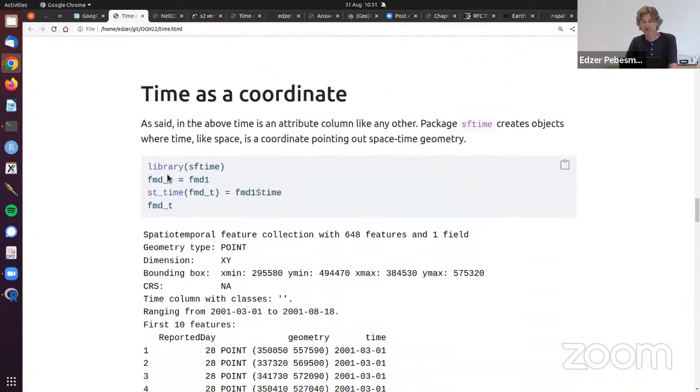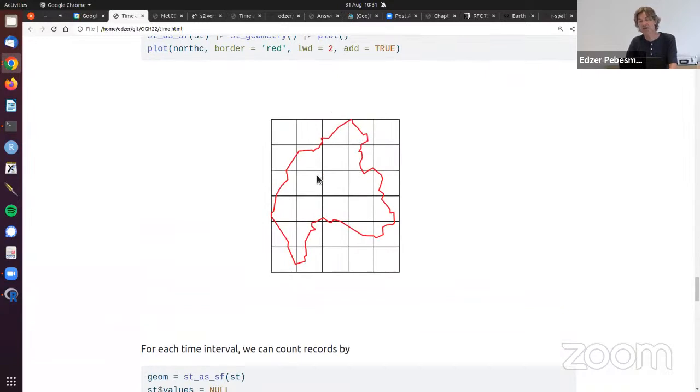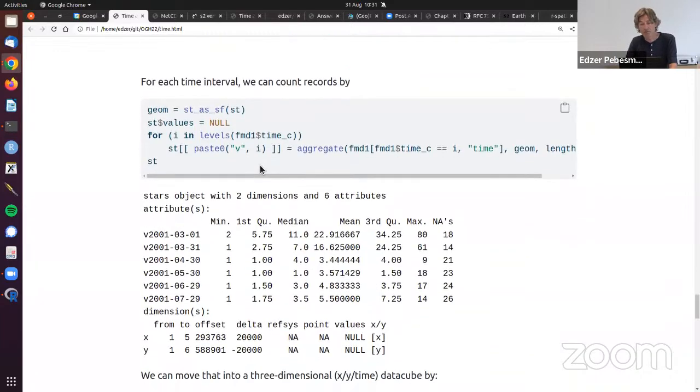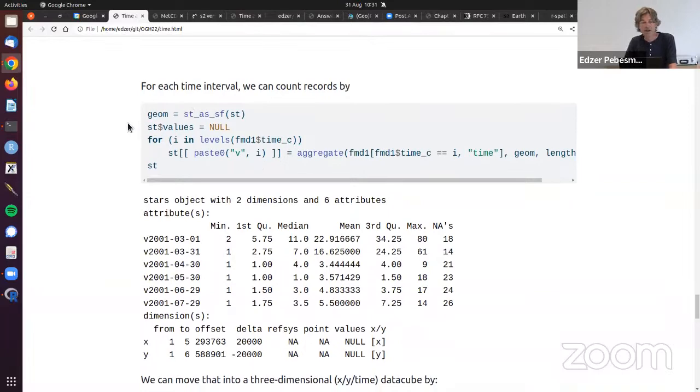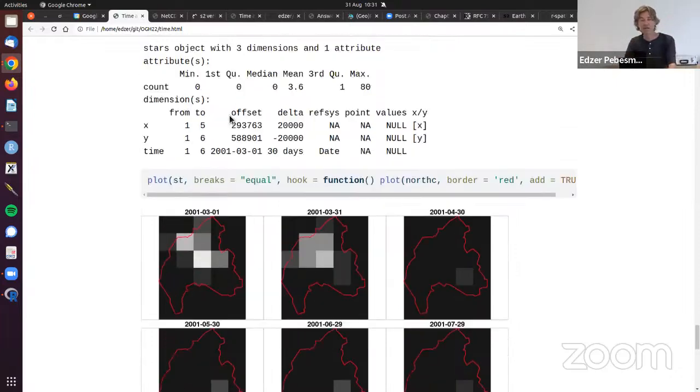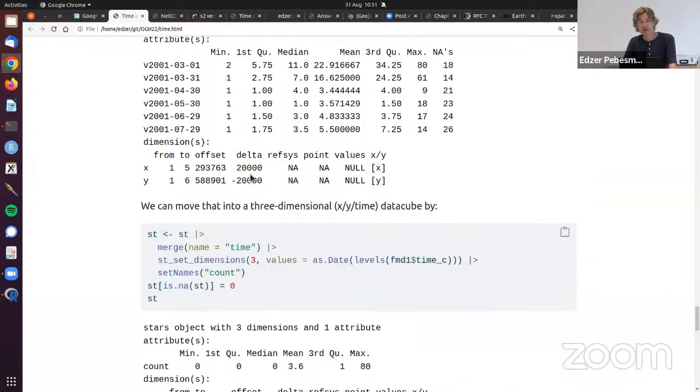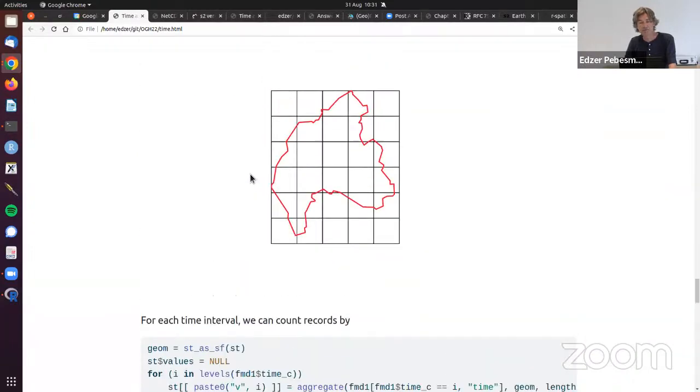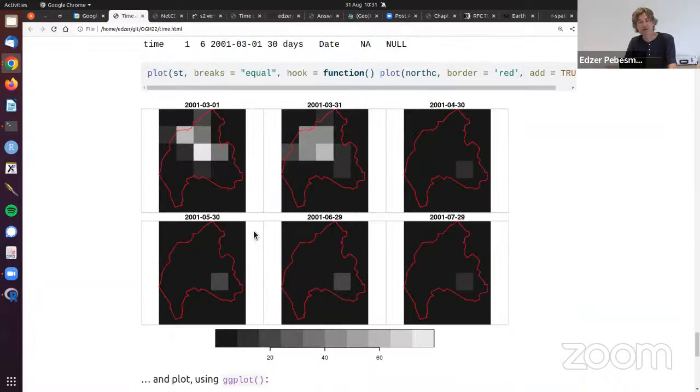Here's an example where I aggregate these things and count them for cells of 20 by 20 kilometers, or whatever miles. This is the UK, I have no clue. And then I count them for different periods. This is sort of a poor man's density, where I compute 30-day periods, and for these 30-day periods I count the number of instances for each 20 by 20 kilometer block, and get that as a stars object.